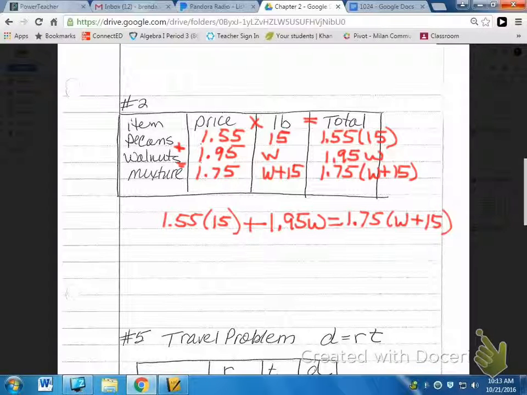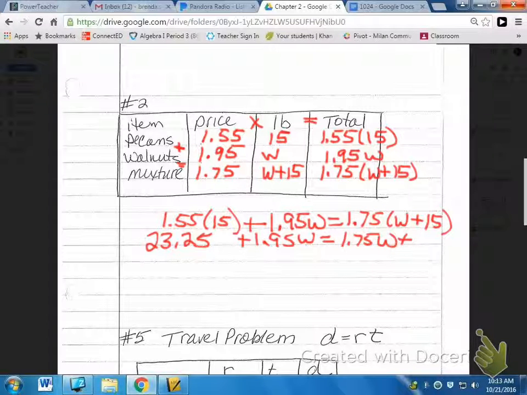All right, so again, I kind of cheated ahead here. I've got $23.25 plus $1.95 W. And then I distribute $1.75 W plus $26.25. Bring my variables together. So the smaller one, I subtract the $1.75 W from each side. Always do your variable first.